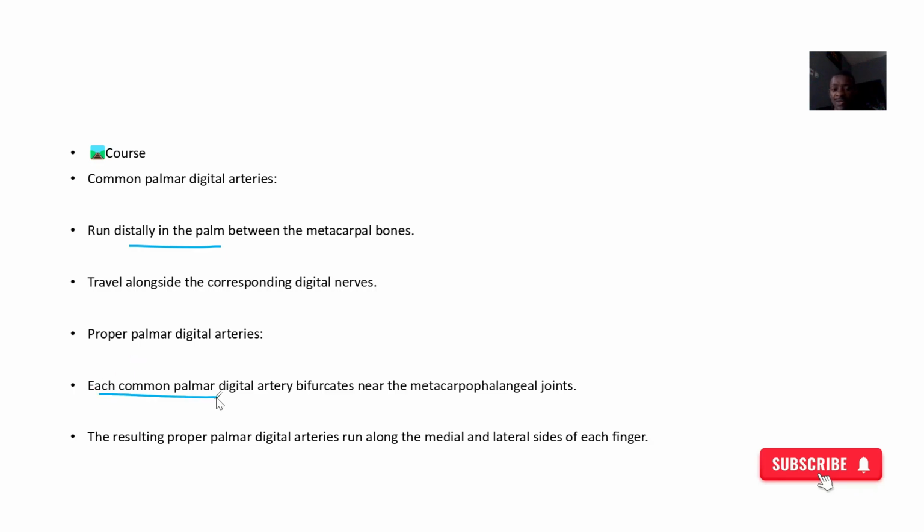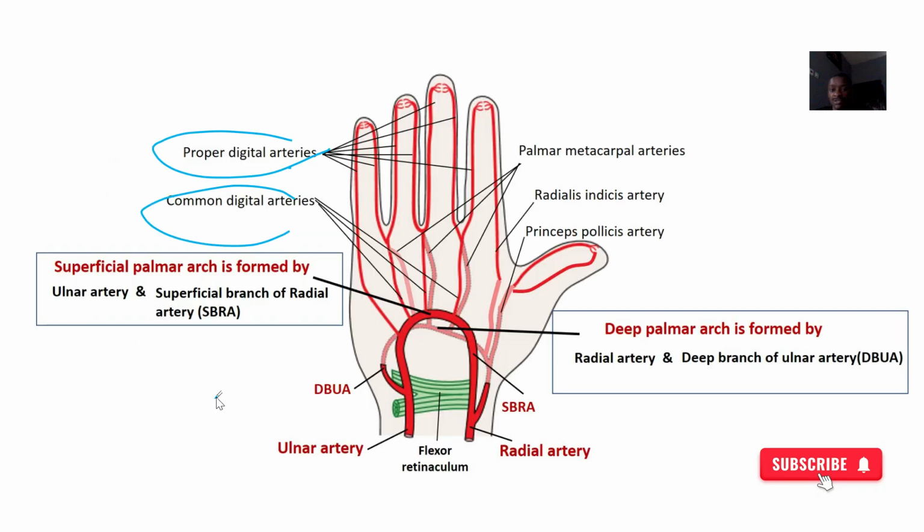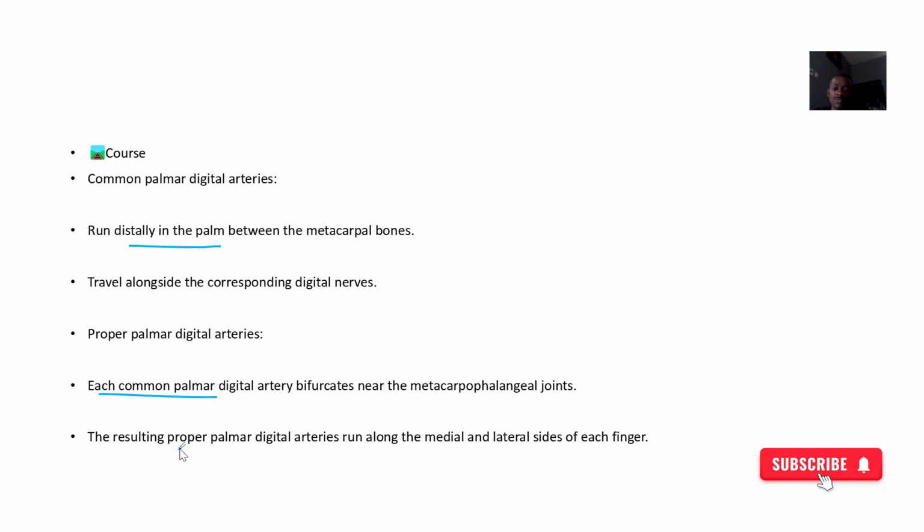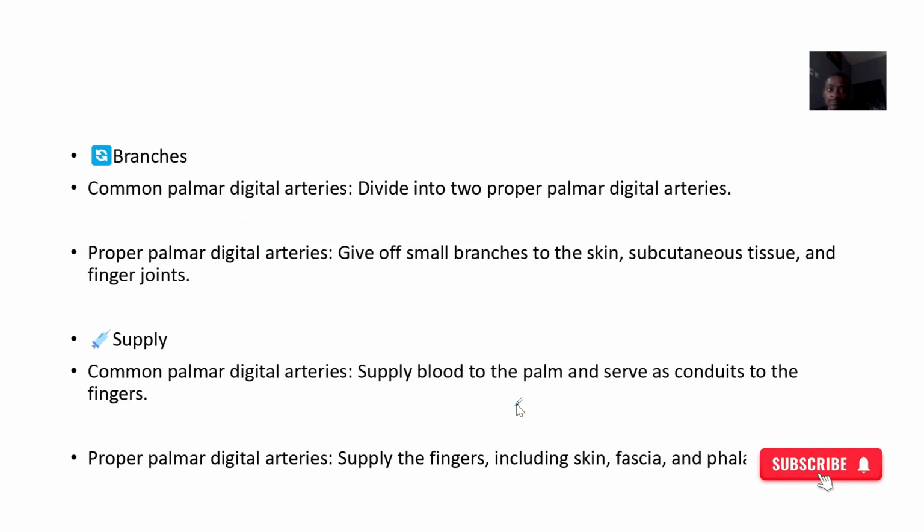Each common palmar digital artery will now bifurcate near the metacarpal joints. This is what will yield the proper digital arteries. The resulting proper palmar digital arteries run along the medial and the lateral sides of each finger. So the common palmar digital arteries divide into the proper palmar digital arteries, which will give various branches in between your fingers. These are the ones that supply the skin, the subcutaneous tissues, and the joints.